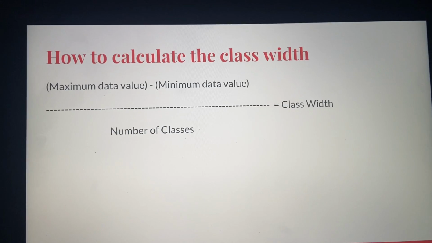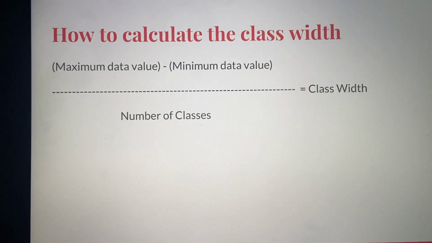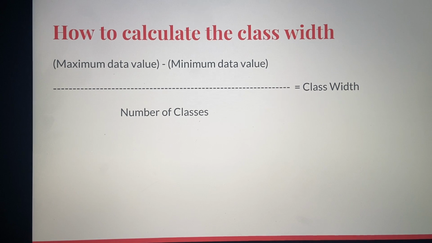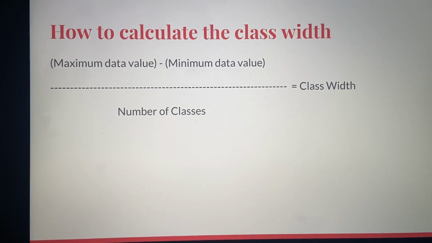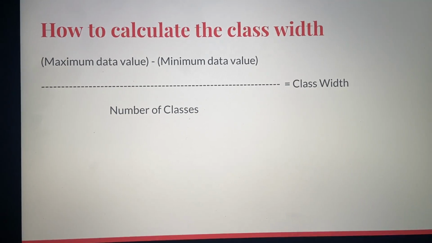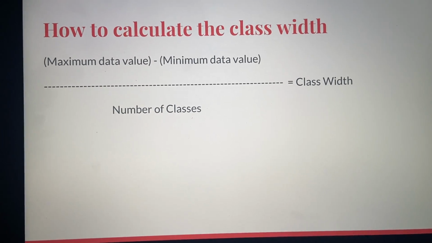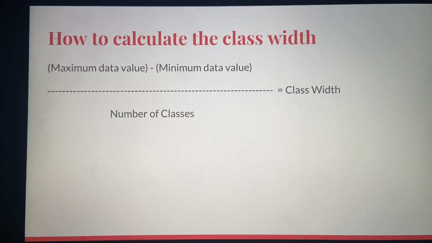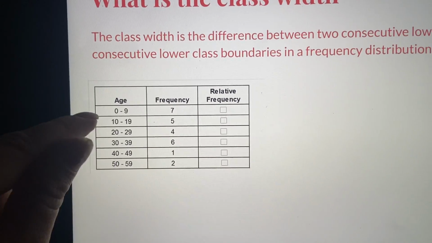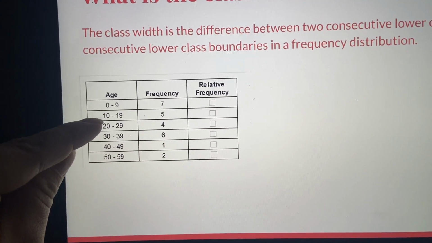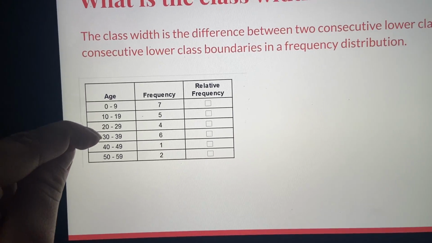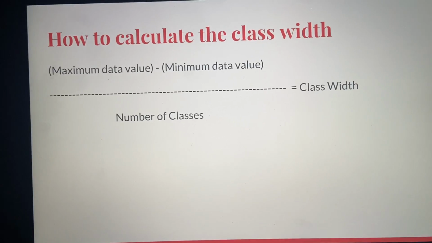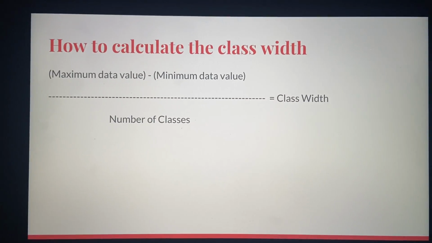So again, I'm just going to give you a visual representation of how to find the class width. You take the maximum data value minus the minimum data value, over the number of classes, and that is going to equal the class width. And I can actually show you that here. Sorry, let's go back. You're going to take the maximum class value, which is 10, and the minimum, which is 0. So 10 minus 0 is 10, which is going to give you your class width. All right, let's move on.